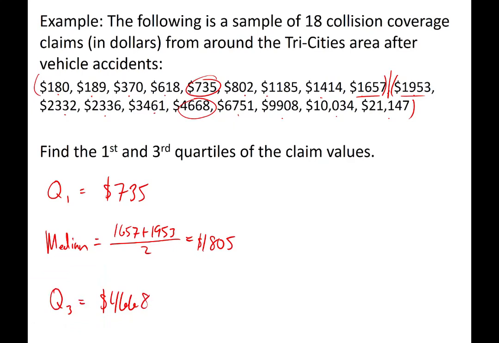So the lowest 25% is everything below 735. The next 25% is between 735 and 1805. And then the next 25% is between 1805 and 4668. And then the top 25% is above that. So basically you get your median, you split your data in half, you get a lower half and an upper half, find the medians of those two, and then you've got Q1 and Q3. Any questions on that? Make sense? Not too bad.